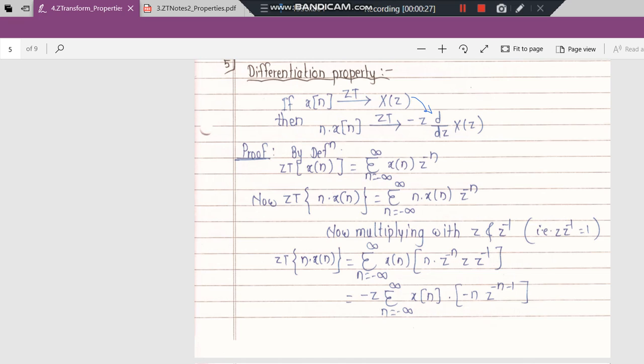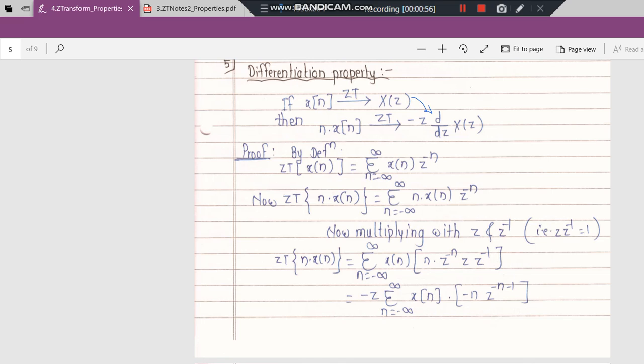So what happens to the time domain signal? When we take the differentiation of the Z transform in the Z domain, it leads to multiplication of the signal x of n with n in the time domain. So you have to remember this property like this. Simply, the differentiation of x of z in the Z domain leads to multiplication of x of n with n in the time domain.